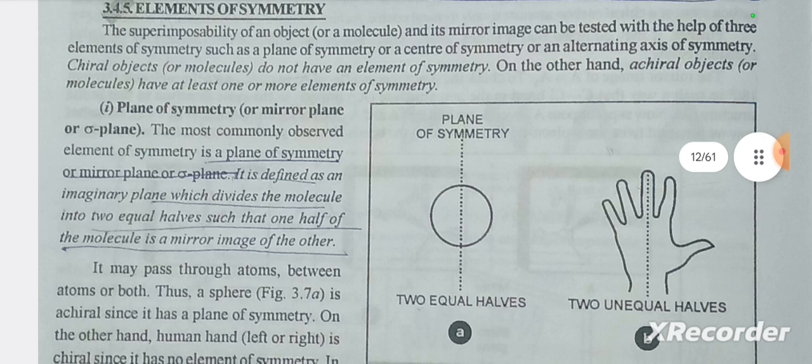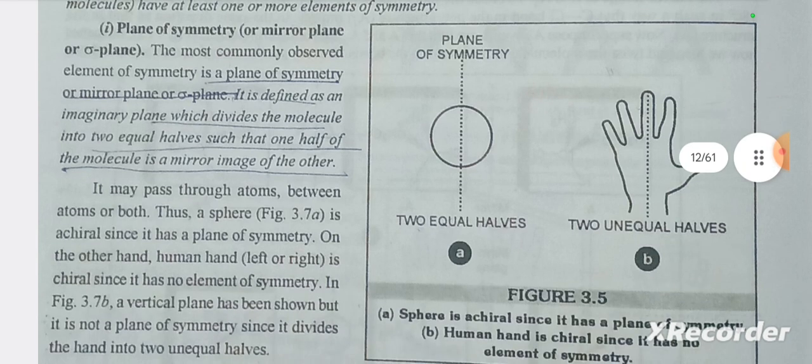Elements of symmetry. The superimposability of an object and its mirror image can be tested with the help of three elements of symmetry, such as a plane of symmetry, a center of symmetry, or an alternating axis of symmetry. Chiral objects do not have any element of symmetry. On the other hand, achiral objects have at least one or more elements of symmetry: a plane of symmetry, a mirror plane, or sigma plane. The most commonly observed element of symmetry is a plane of symmetry, or mirror plane, or sigma plane.